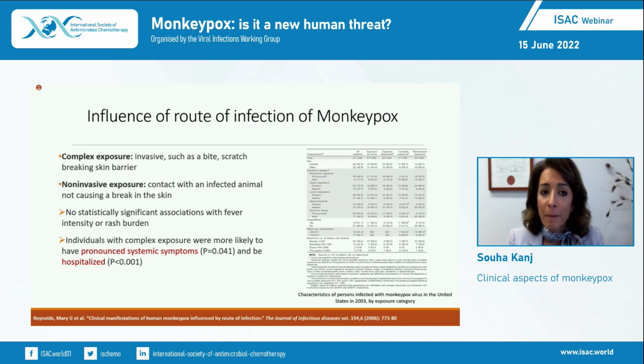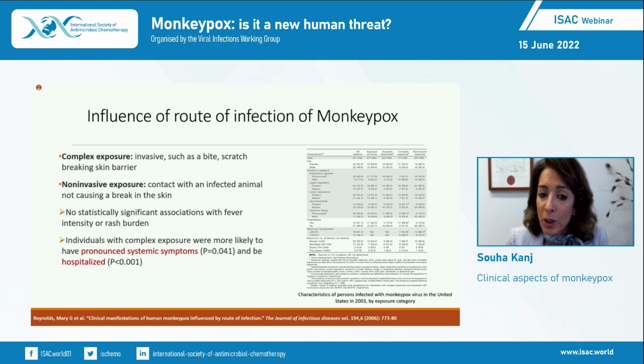We've heard that there are 2 types of exposure. There is the complex exposure, which is invasive, such as a bite, scratch, breaking the skin barrier. And there are other types of exposure, which we call non-invasive exposure. That is, for example, when you have a contact with an infected animal, not causing a break in the skin. As you see on this table on the right side, there was no statistically significant association with fever intensity or rash between the complex and the non-invasive exposure.